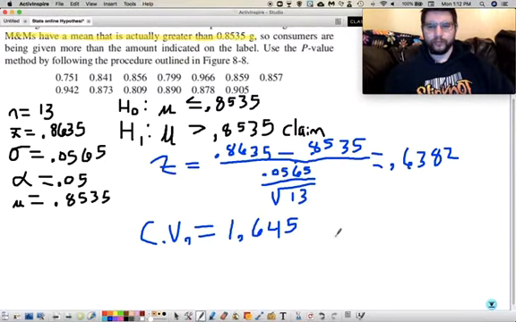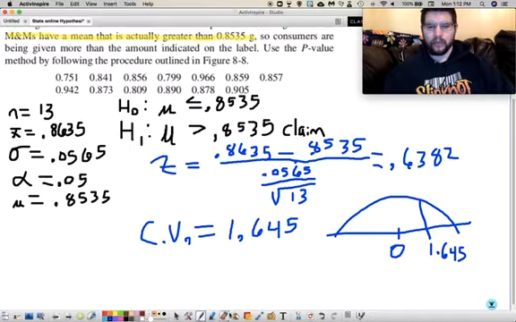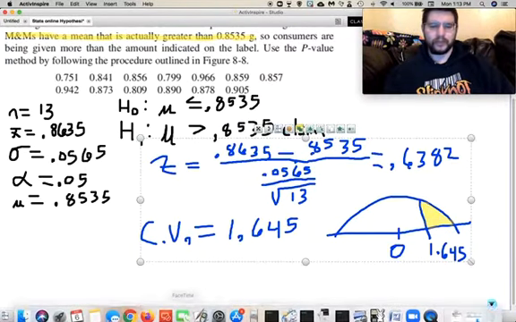Let me sketch it. My beautiful artwork here. And the center of your curve is always 0. Always. Our critical value, I'll stick it right there, is 1.645. It's a right tail, so I'm going to show you to the right of that. Okay. Now for the test statistic, let me go ahead and just put it in red, make it easy to spot. Well, test statistic will be in red.